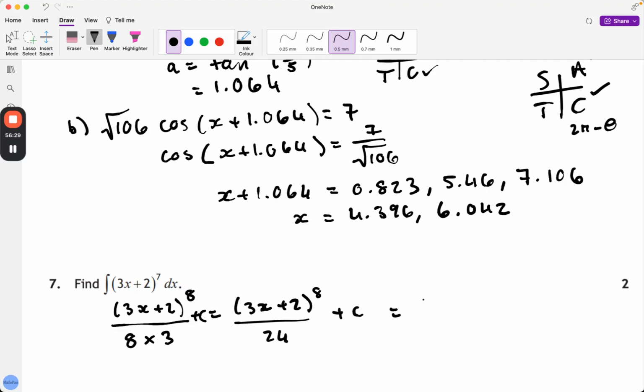If you wanted to as well, you could write that as 1 over 24 on your (3x plus 2) to the power of 8 plus c. Either way, you'll get full marks. So don't forget to increase the power by 1, divide by that power, and then you also have to divide by the differential of that bracket. So we have to divide by 3 as well to get that 8 times 3 on the bottom. And then that's you. Don't forget your plus c for your full marks.